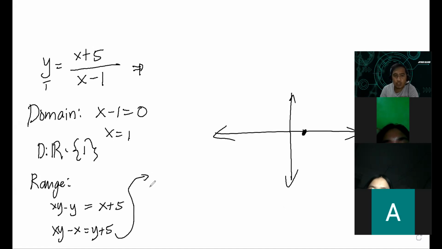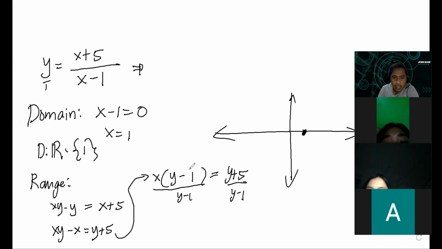Since we want only x, we factor out x. And if we factor out x, what will happen is it will only be y minus 1. Agree? We want only x, so you divide both sides by y minus 1, so that the y minus 1 disappears. It becomes 1 because any number or expression divided by itself is just 1. So x is equal to y plus 5 all over y minus 1. Now, let me ask you, is it now x in terms of y?